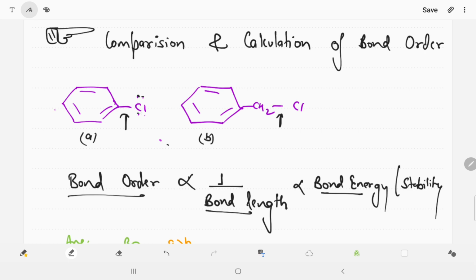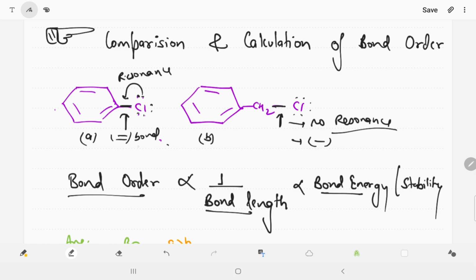Now understand, if you are able to see compounds A and B, there is a Cl lone pair there. There is a single bond, but sometimes this single bond is a double bond because of resonance. In this one there is resonance, and in this one there is no resonance. So this is a single bond, and this bond is a double bond sometimes.